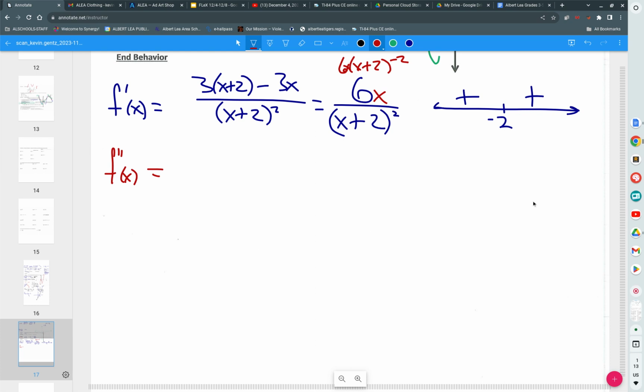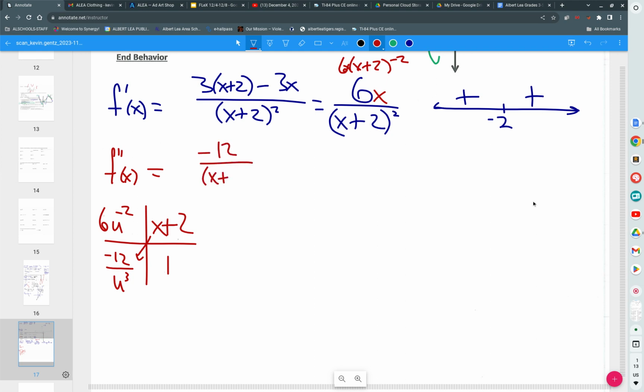So I'm going to do that. I'm going to outline this as 6u to the negative 2 and u is x plus 2. And the derivative of x plus 2 is 1, and the derivative of 6u to the negative 2 is negative 12 over u cubed. And so my derivative is negative 12 over x plus 2 cubed.